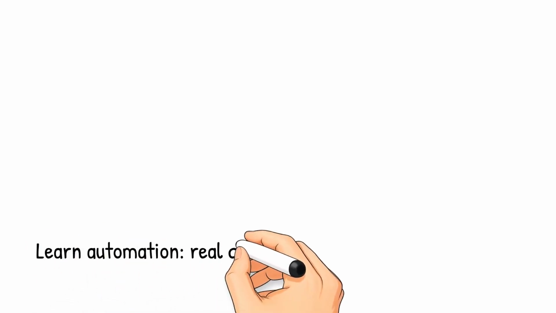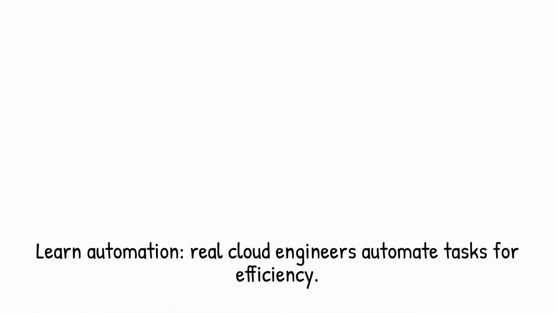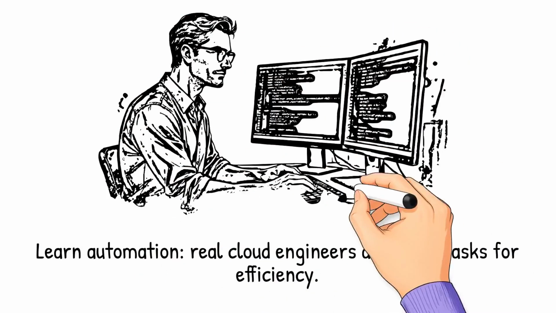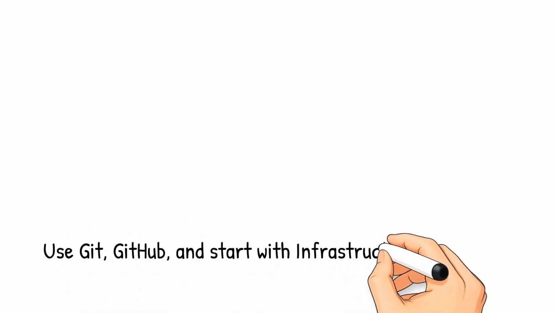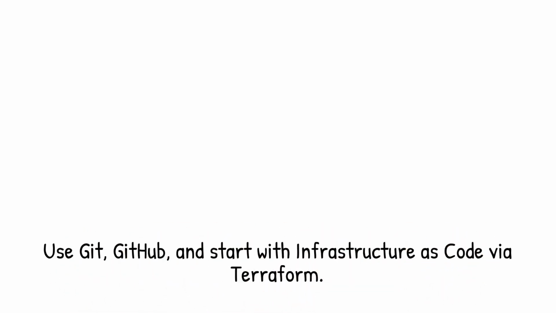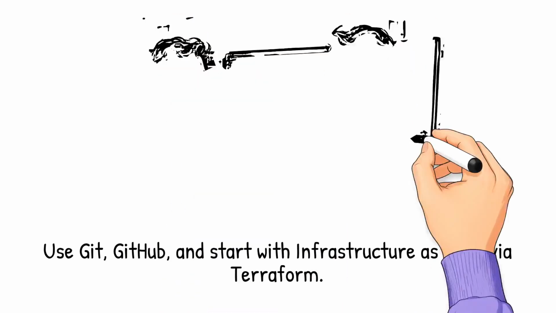Step 9. Learn automation. Real cloud engineers don't click buttons forever. They automate. Start simple. Learn basic scripting with Bash and the basics of Python, just enough to write small scripts that save you time. Then learn Git and GitHub to save and share your work. And finally, get into infrastructure as code using a tool called Terraform.